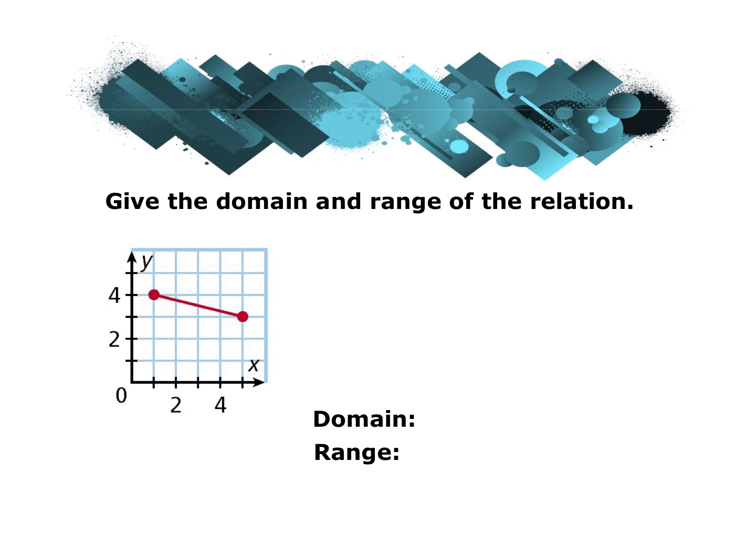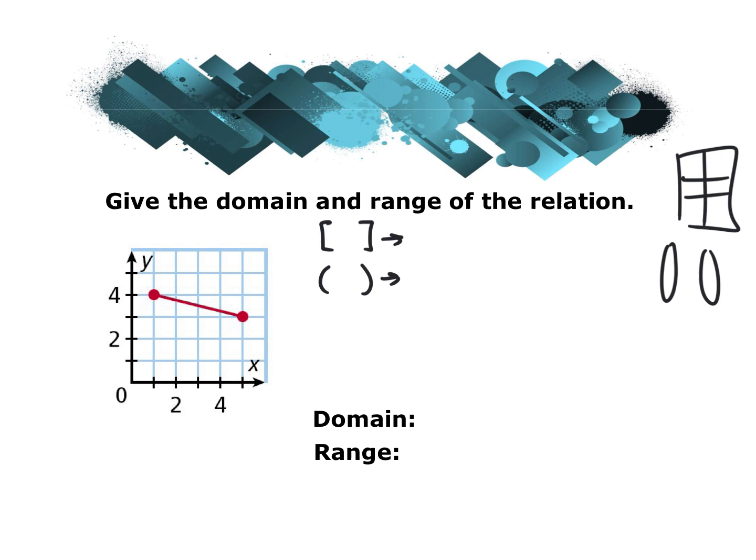So they want us to give the domain and range of this relation. But this is neither a table nor a mapping graph. Because it's an actual graph with a line, we are going to write the domain and the range a little different. So we're going to use either brackets or parentheses. Now, what do the brackets mean and what do the parentheses mean? The brackets mean the endpoint is included, so the point is included.